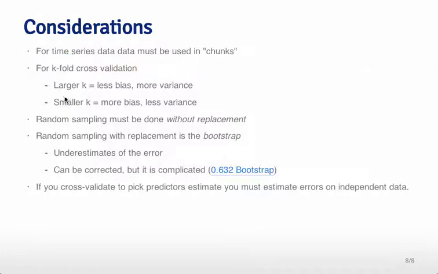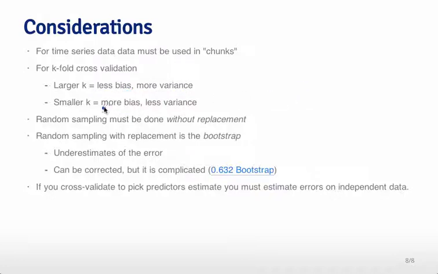For k-fold cross-validation, the larger the k that you take, you'll get less bias, but more variance. And the smaller k that you take, you'll get more bias, but less variance. In other words, if you take a very large k, say for example 10-fold cross-validation or 20-fold cross-validation, you'll get a very accurate estimate of the bias between your predicted values and your true values, but it'll be highly variable. In other words, it'll depend a lot on which random subsets you take.